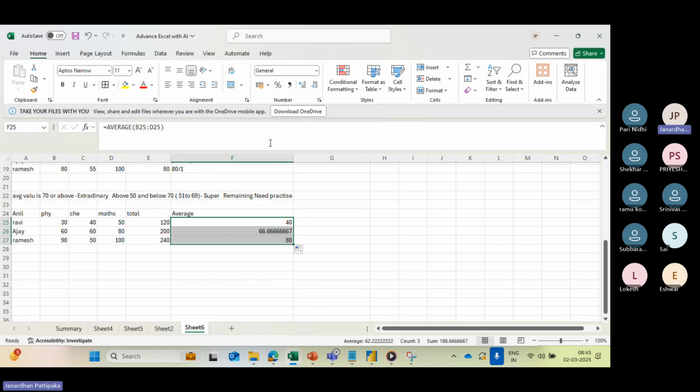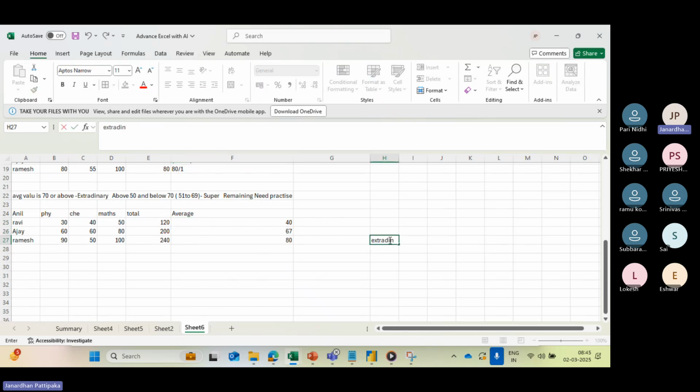Right. So you need to mention is hard coding the value. Now the averages are 40, 67, 80. So if it is above 70, I need to get it as extraordinary. That means here 80, right? I need to get it as extraordinary.